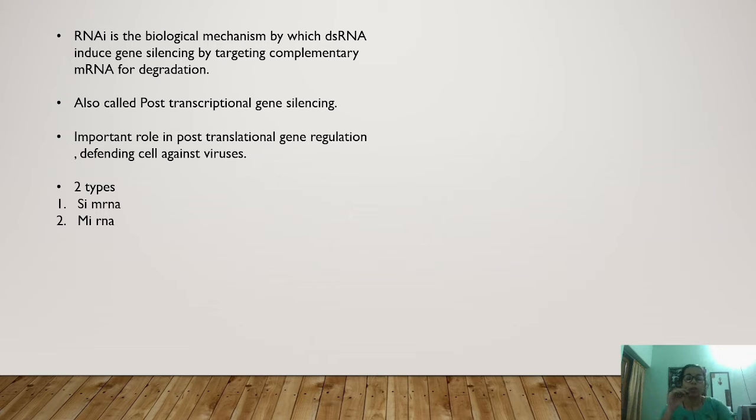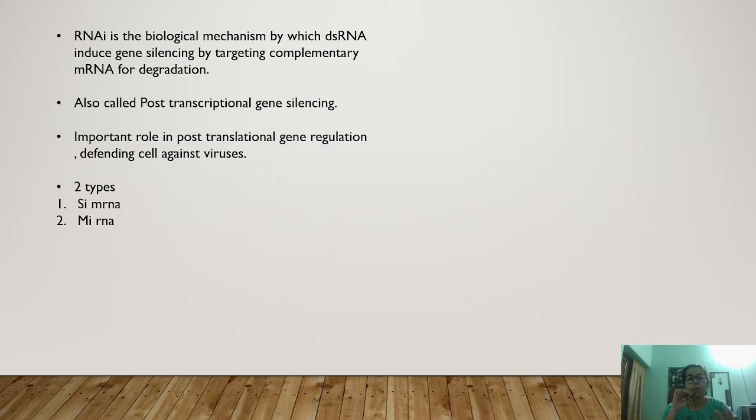One of the important points is that gene silencing is done post-transcriptionally, meaning after transcription, after the mRNA is formed, this process is done. If there is any defective mRNA, or any gene whose activity needs to be stopped, in that process these RNAs are used.